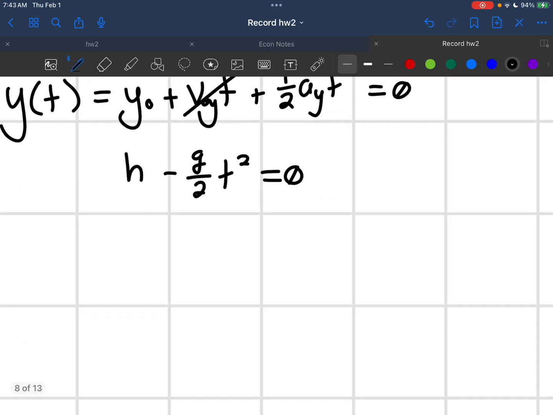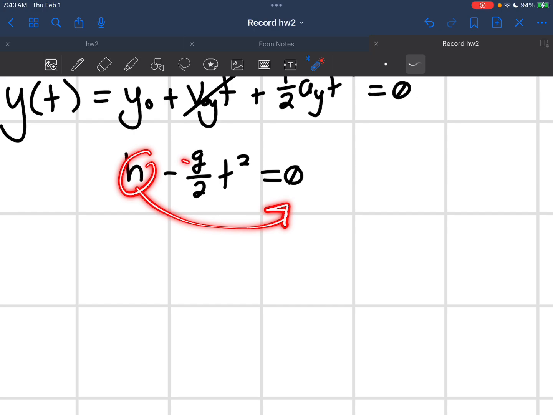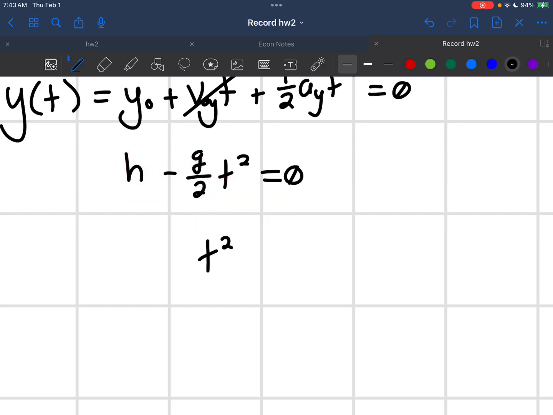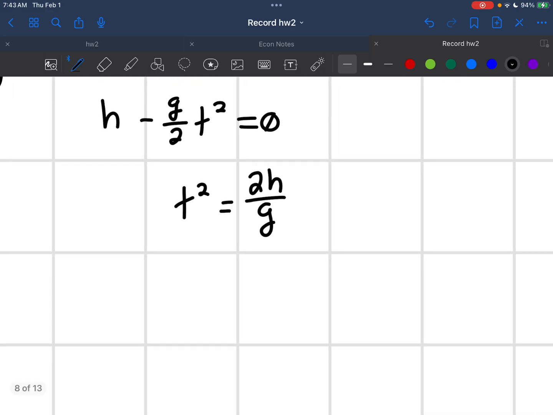So if I'm solving for t squared, then I'm going to subtract h to the other side, multiply by 2, divide by g. And then when I multiply and divide my negatives over, the negative will cancel. So t squared will be 2 times h over g. Okay. And then to solve for t, because I don't need t squared, I just need t, it's going to be the square root of 2h over g.